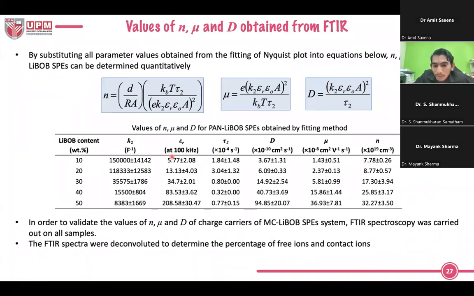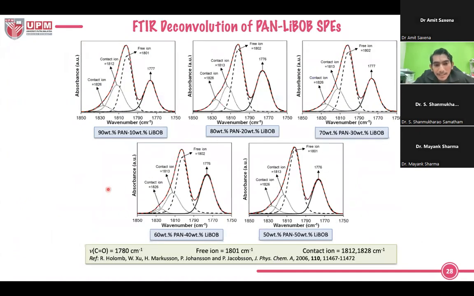In order to validate the values of N, mu, and D, we perform the FTIR deconvolution to calculate the percentage of free ion and ion pair, and the number density of charge carriers, and compare the values of N, mu, and D obtained from the FTIR deconvolution with the fitted points. This is the FTIR deconvolution of the PAN-LiBOB solid polymer electrolyte. Similarly, the free ion position is at 1802, and the ion pair is at 1812 and 1826.